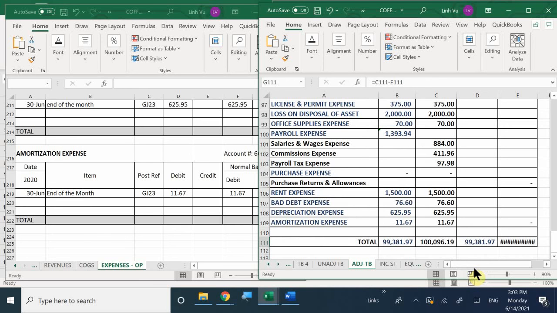Okay. For my main accounts, I have a grand total of $99,381.97. For all my accounts, it's $100,096.19 on the debit and credit side. Okay, hold on one second because I got a problem. All right, no worries. Okay. I'm off by 1,000 on my main account.